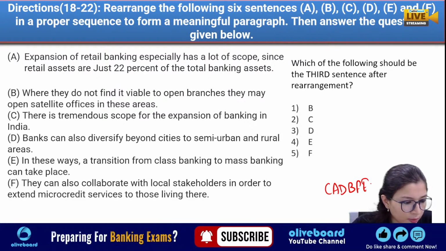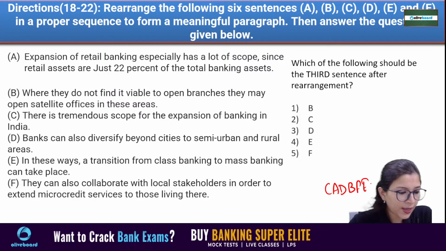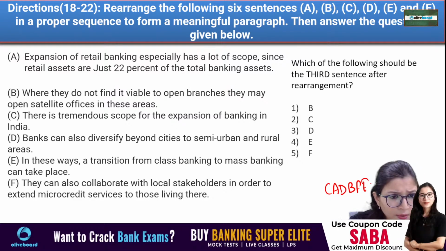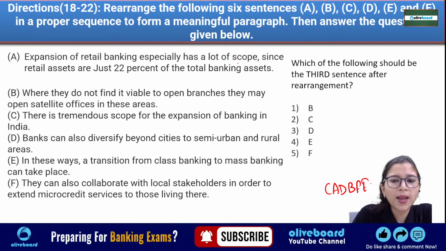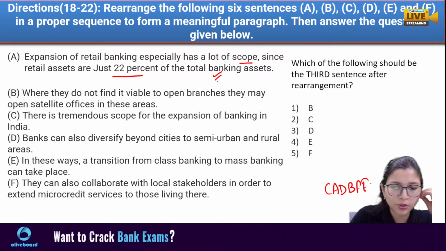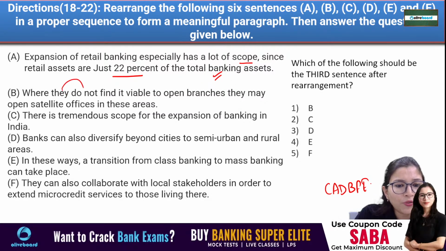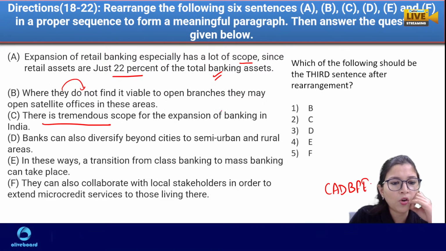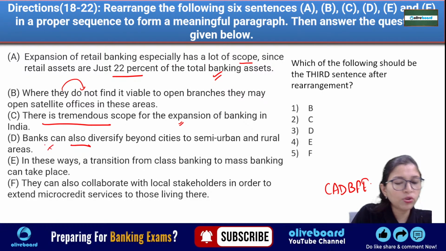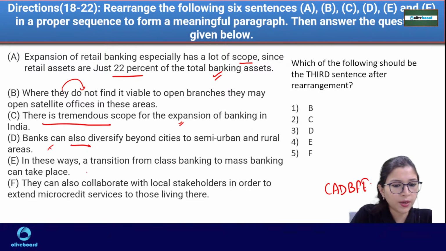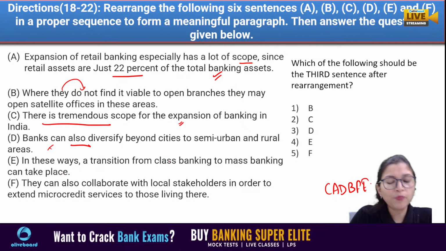See, if you guys are the same, I guess you might be correct. Now DACFBE, who is this? D से किसका start हो रहा है? Banks can also diversify. अच्छा, Krishan is there. See, expansion of retail banking especially has a lot of scope since retail assets are just 22% of the total banking assets. So where they do not find it viable, it cannot be the first sentence. There is tremendous scope for expansion of banking in India. It can be the first sentence. Banks can also diversify. D से कभी start नहीं हो सकता. Also दिया हुआ है, so of course we can't start with D. In these ways, a transition can help. Which ways we do not know.